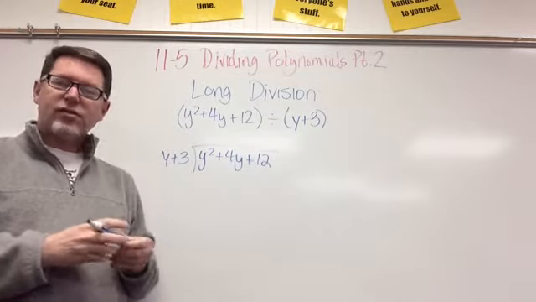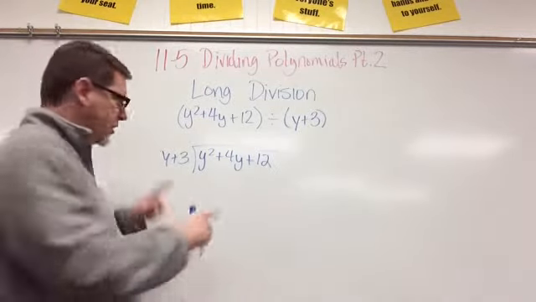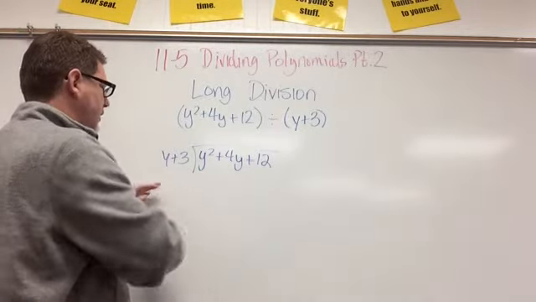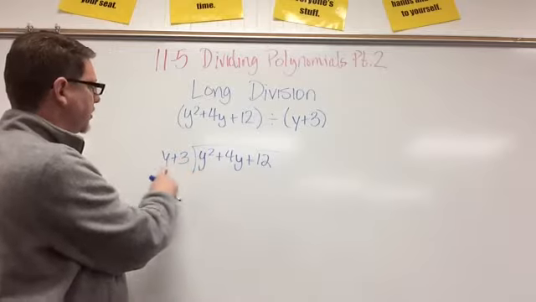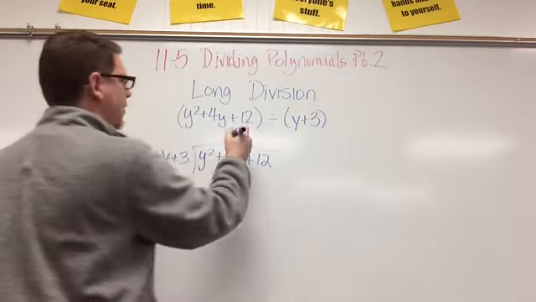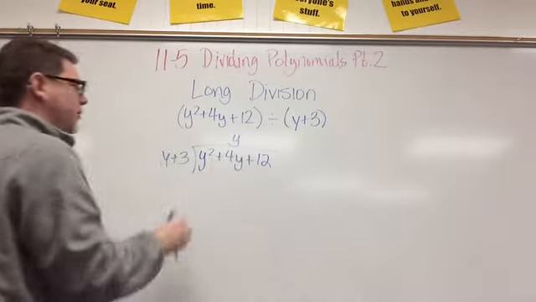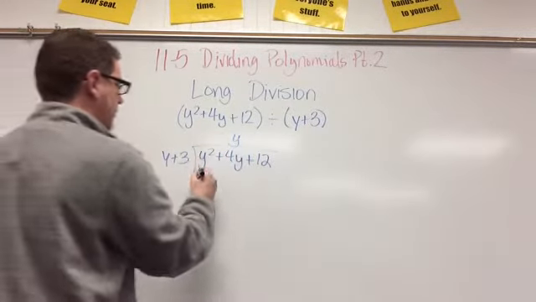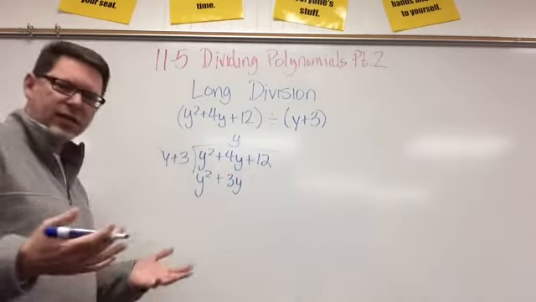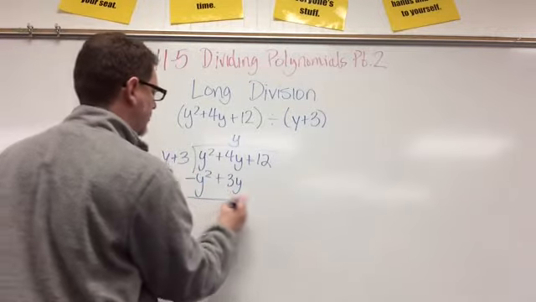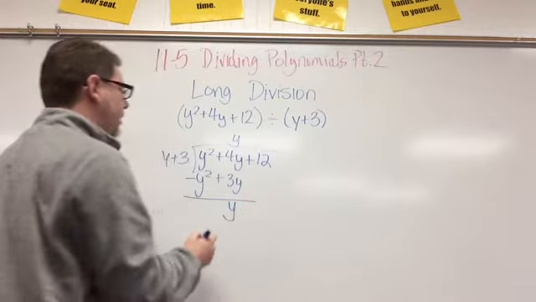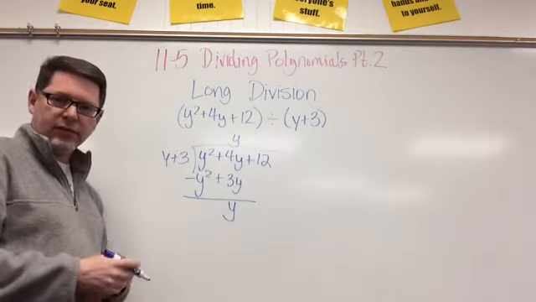Okay? So the first thing we're going to do is just look at the first term in each of the divisor and the dividend, the y squared and the y. So how many times will y go into y squared? The answer is y, so I just put it right here. Because y times y is y squared, and y times 3 is plus 3y. And just like in long division, we subtract. And so I have 4y minus 3y, which is just y, and y squared minus y squared is nothing. So I'm left with y.